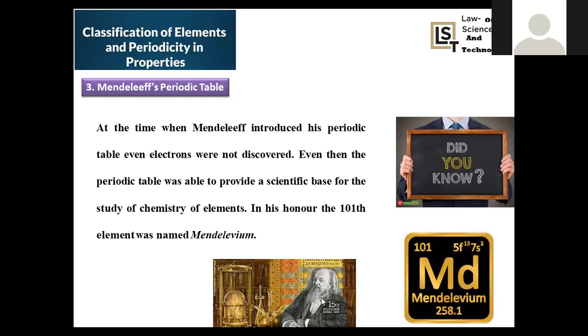5f13 7s2 is the electronic configuration of this element, in a purely modern periodic table based on electronic configuration. Even though he didn't know what an electron is and how the arrangement is possible based on electrons, most of the properties are satisfied even after the invention of the modern periodic table. That's the reason why he got the honor of contributing his name to one element.